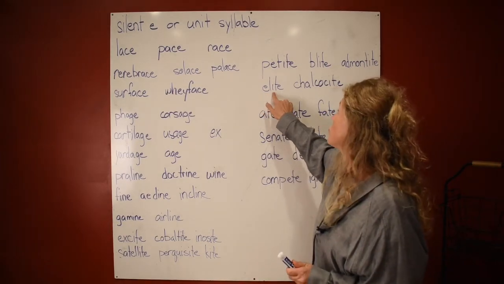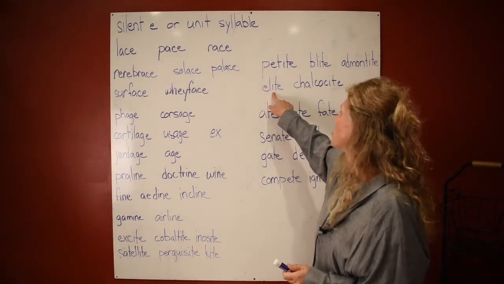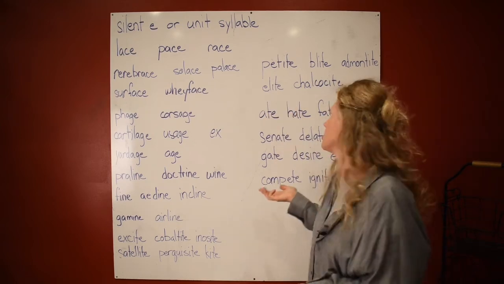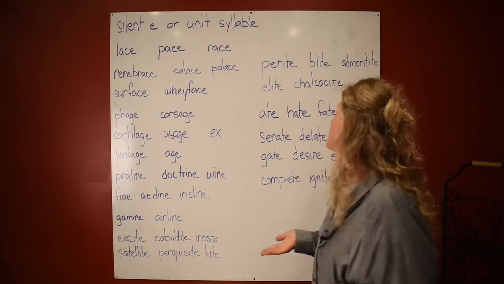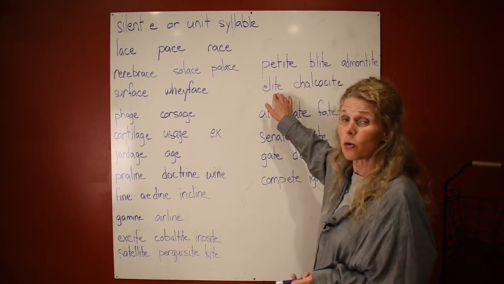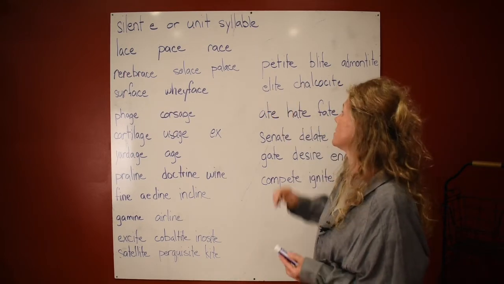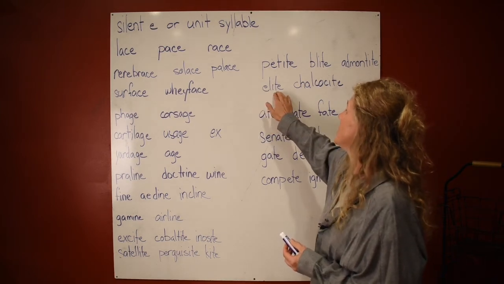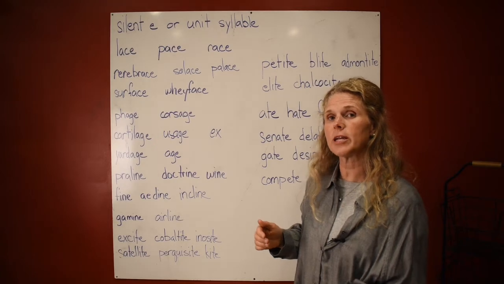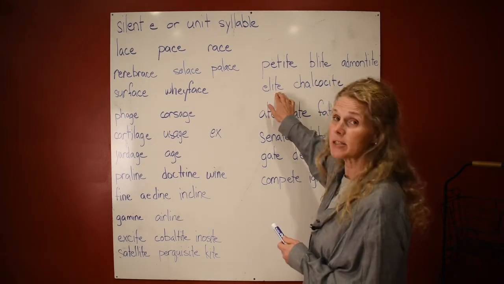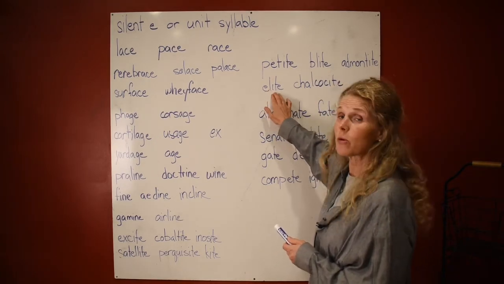So you could think that this is a silent E syllable. So let's just read it as a silent E syllable. E light. Well, that is not a real word. So you know that this is going to be a unit syllable. So let's try E lit. That's not a word. So now let's take it out of our language and say elite. Okay, so that's what that word says.